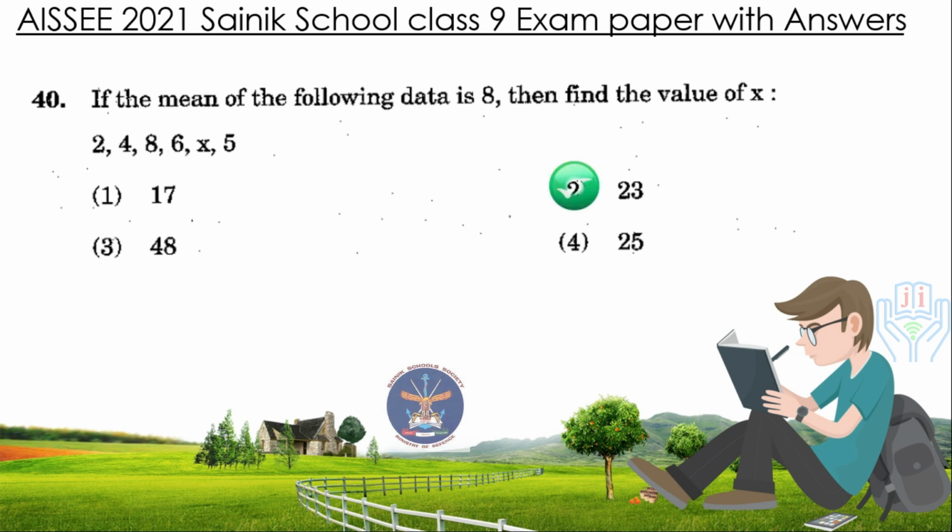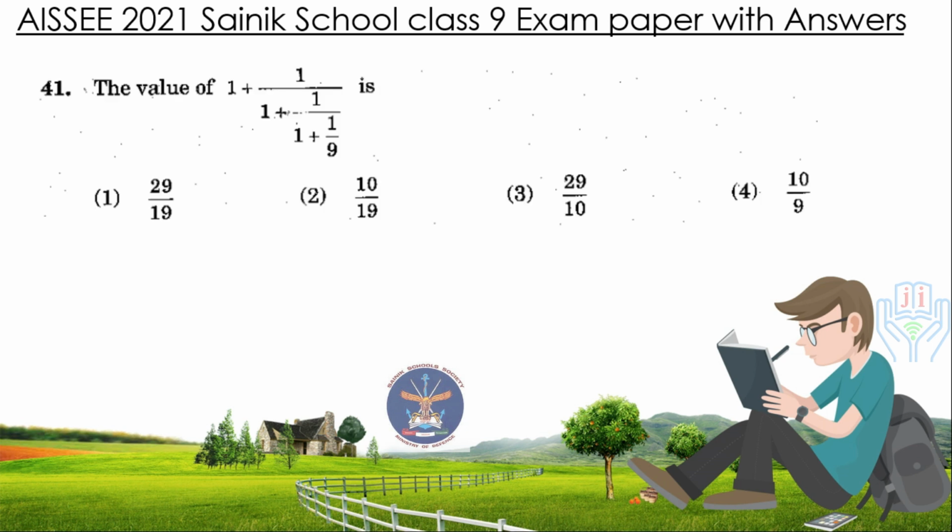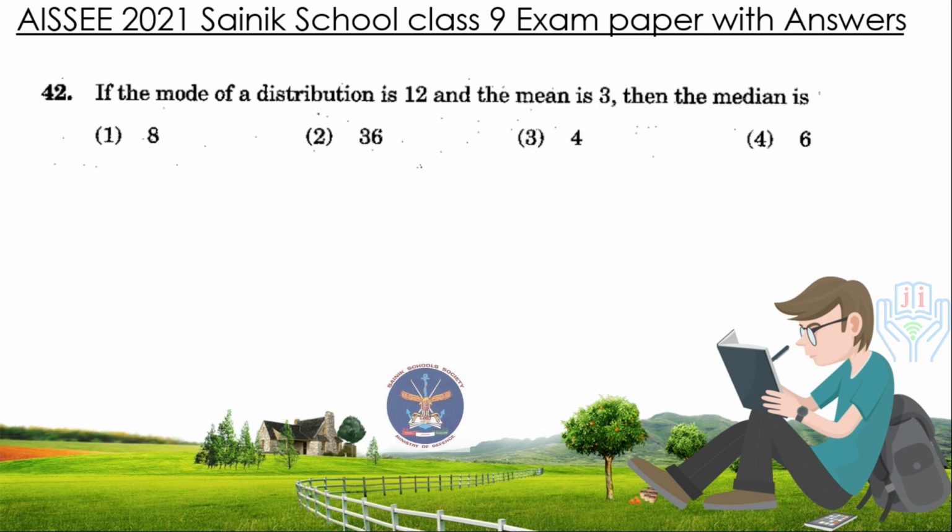Answer 23. The value of 1 plus 1 divided by 1 plus 1 divided by 1 plus 1 by 9 is answer 29 by 19. If the mode of a distribution is 12 and the mean is 3, then the median is answer 6.